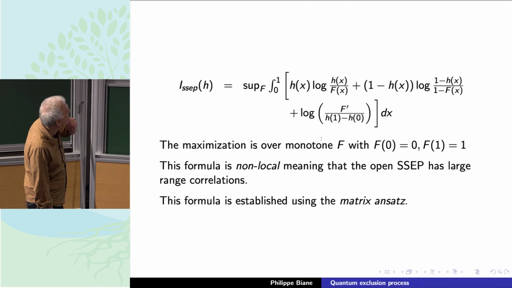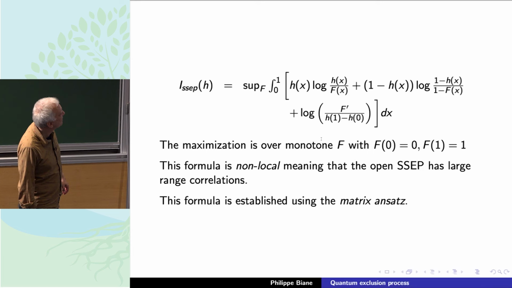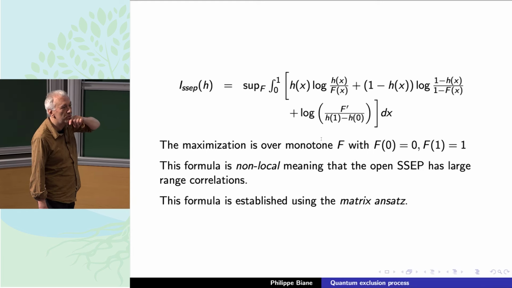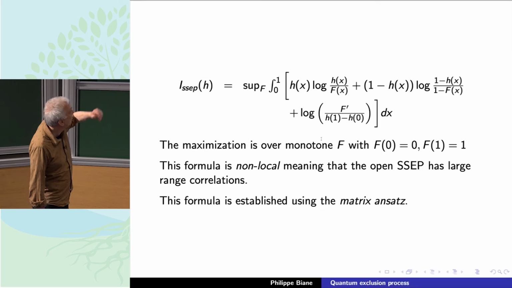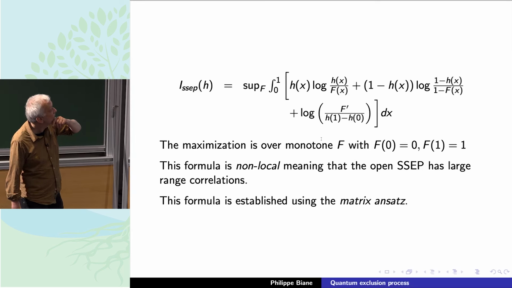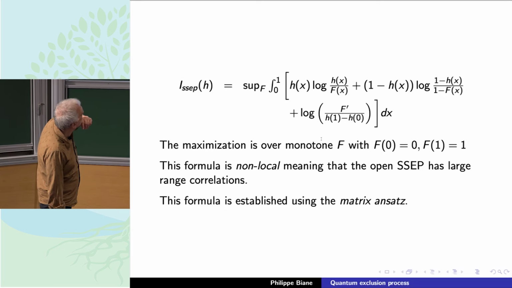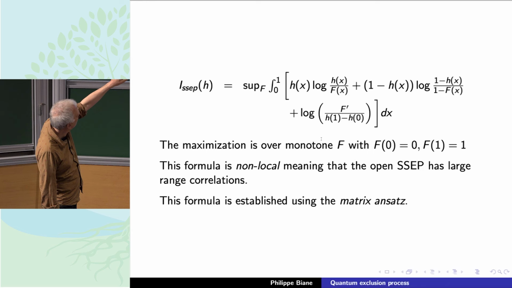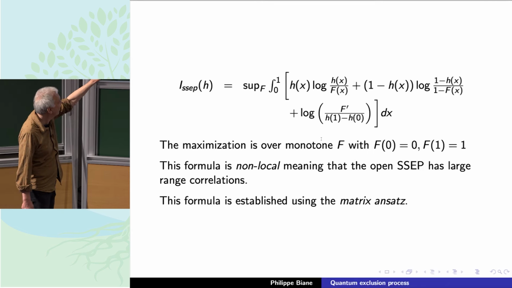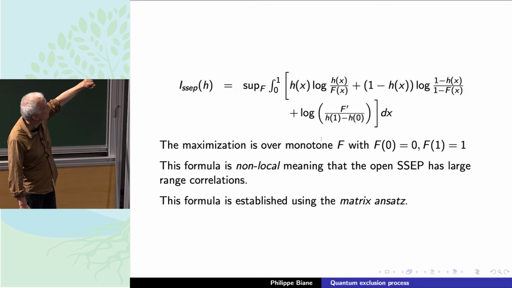So here is the formula, which may not be too easy to understand, but okay, you have to maximize a certain functional of h, where you have introduced a function f, which is monotone. I'm not sure, maybe f of 0 should be equal to h of 0 and f of 1. I'm not exactly sure about the boundary condition, but anyway, you have an explicit formula for this function.